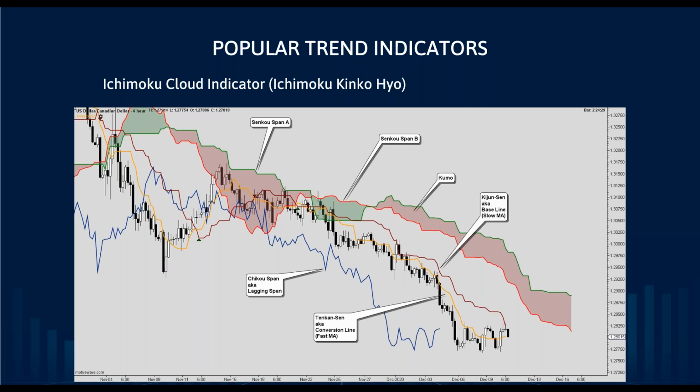The general idea is when price is below the cloud, it is trending downwards. You can see this is the cloud, the red and green part. When price is below the cloud, it is downward trending. And then, of course, when prices are above the cloud, we are trending upwards.